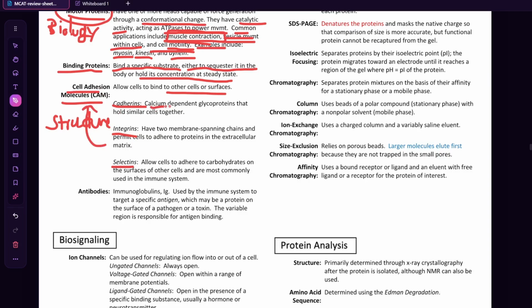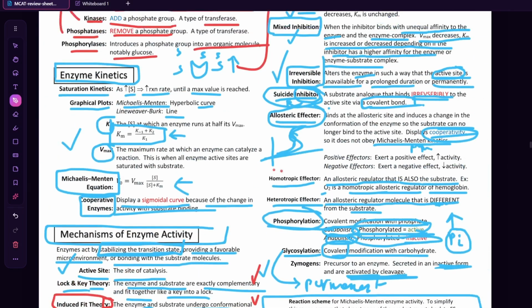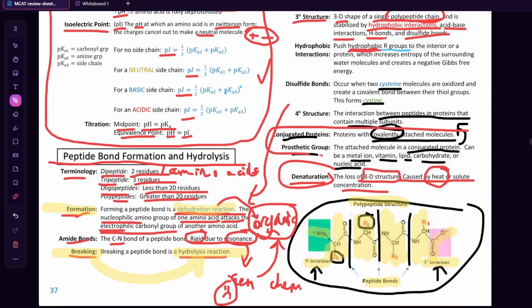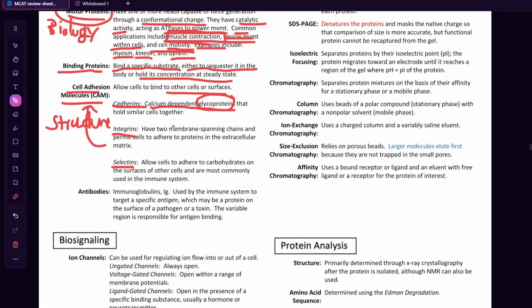So cadherins are calcium-dependent glycoproteins. So remember we talked about proteins that can be conjugated. A glycoprotein, so remember over here, we're talking about how you can have conjugated proteins with a prosthetic group. And one of our examples on the whiteboard was glycoprotein. Now it's coming back over here. So cadherins are calcium-dependent glycoproteins that hold similar cells together.